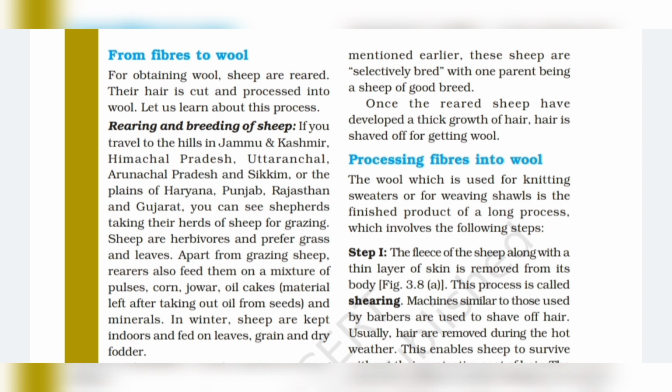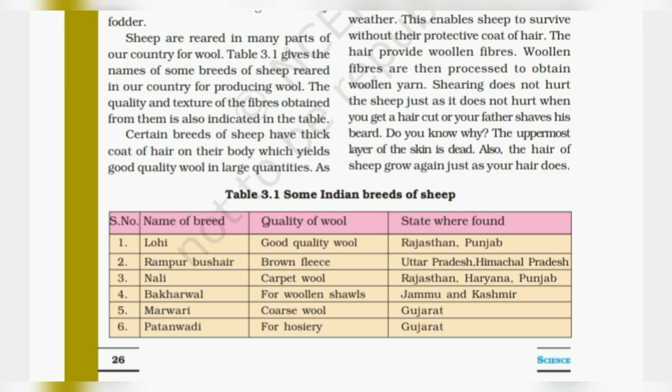You can underline this definition of shearing: machines similar to those used by barbers are used to shave off hair. Usually hair is removed during hot weather. This enables sheep to survive without their protective coat of hair. The hair provides woolen fibers. Woolen fibers are then processed to obtain woolen yarn.